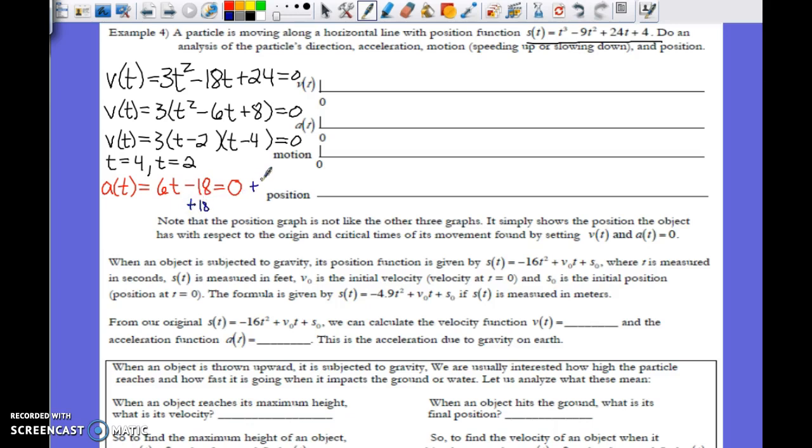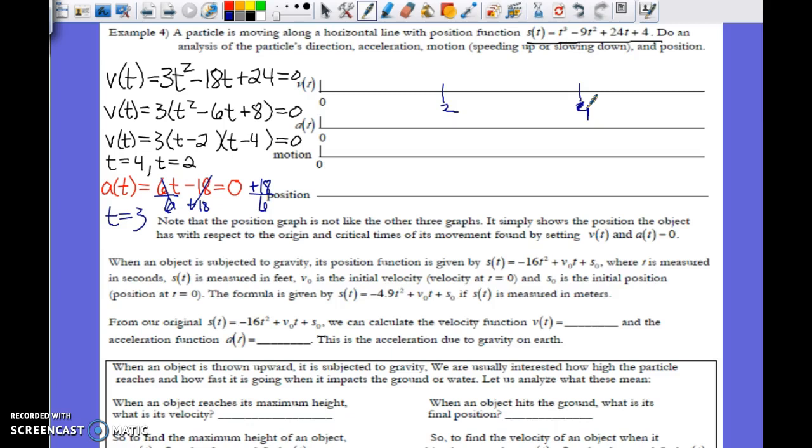Okay, to both sides, divide by 6, divide by 6, and t equals 3. Okay, so let's draw our critical points. We have t at 0 here, 2, and 4. And then where are they positive? Where are they negative? So now we need to see what's happening to the left and right of 2, and to the right of 4.